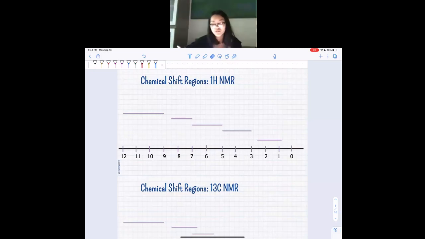All right, so I always like to start from our most shielded, aka our lowest numbers, and then go over to our highest numbers. So in this kind of 1 to 2.5 region, we have the alkyl region, or you can call it the aliphatic. I just think alkyl sounds better. Aliphatic just sounds like a mouthful. So I just call it alkyl. In that alkyl region, we will have things like CH3 or just a plain old CH2 and so on and so forth. Nothing too special about them.